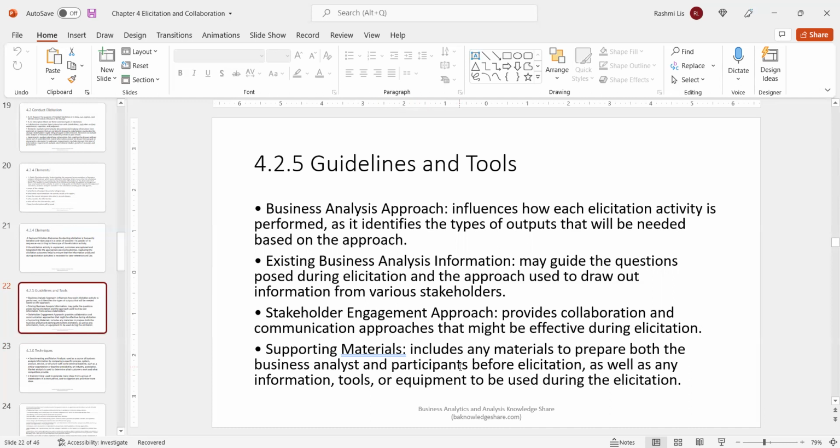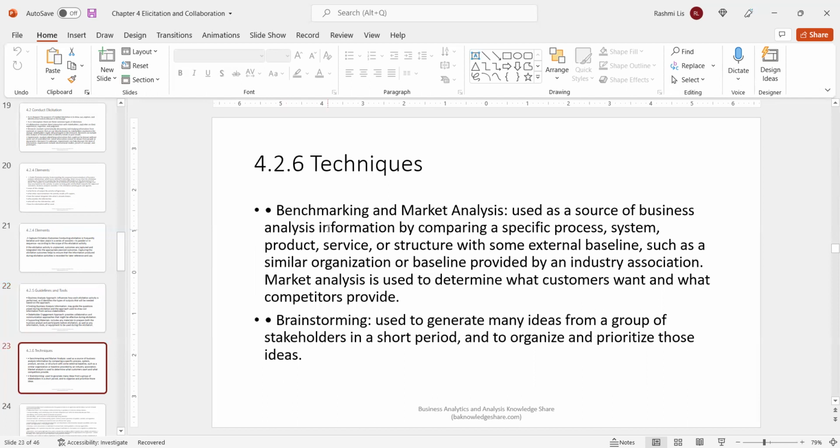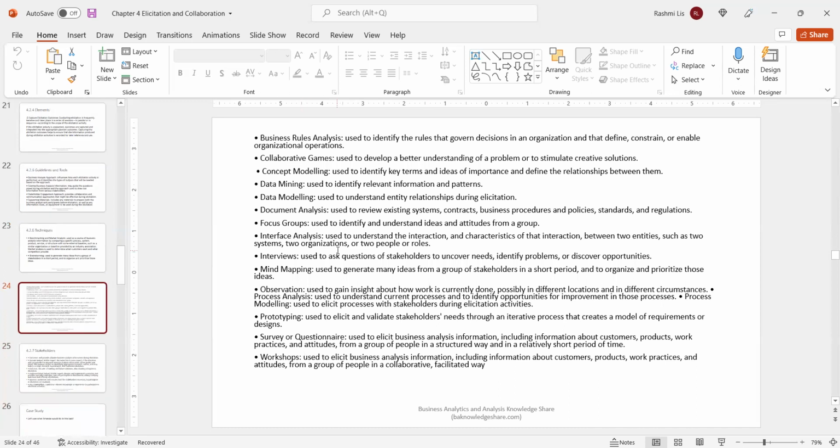Supporting materials includes any materials to prepare both the business analyst and participants before elicitation, as well as any information, tools, or equipment to be used during elicitation. Some techniques that are used here are benchmarking and market analysis, brainstorming, amongst quite a few. I would recommend going to the BABOK guide, and they will provide you with a list of techniques that are used in this task.